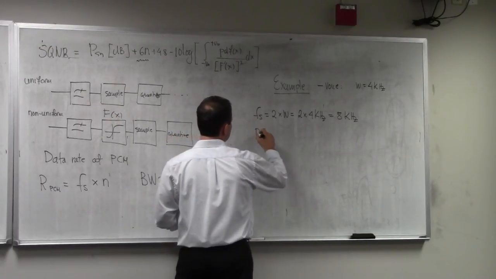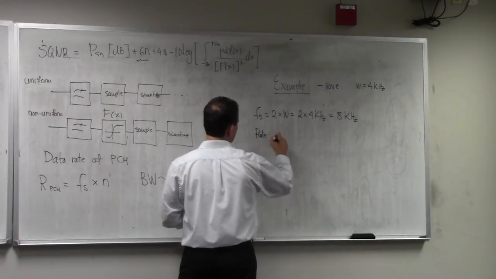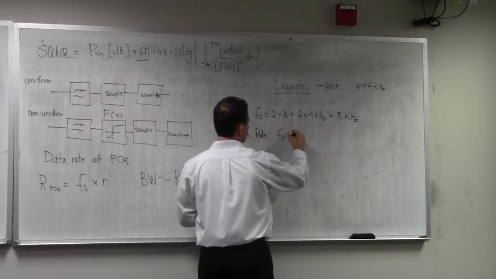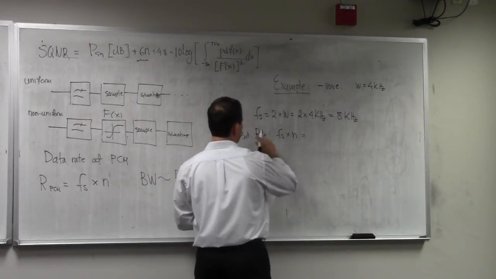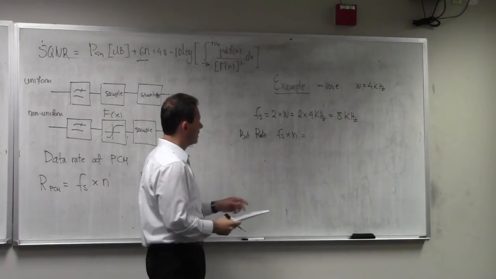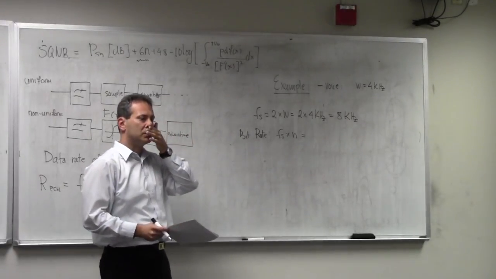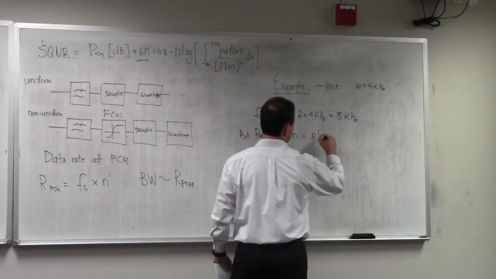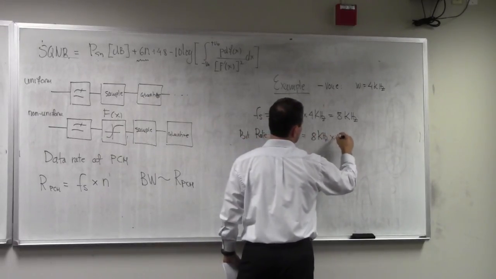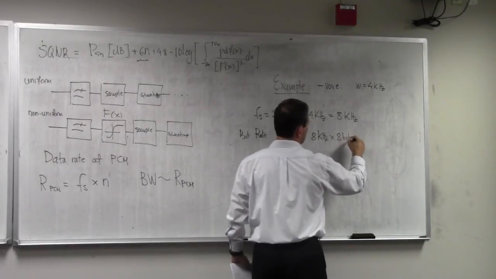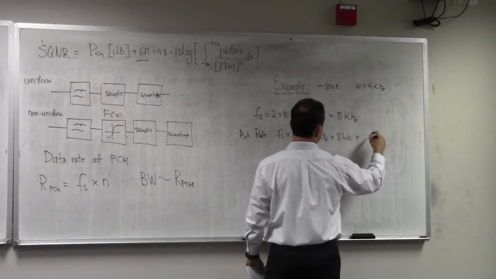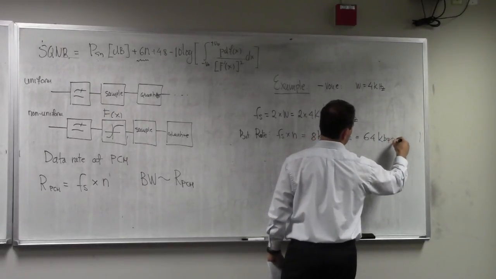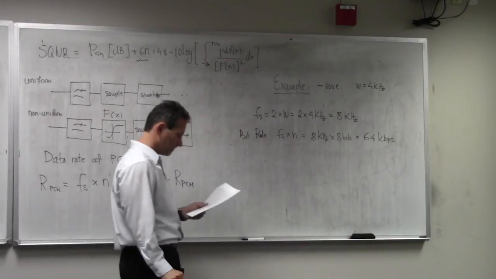The bit rate is going to be fs times n. Voice is usually quantized with 256 levels, which means that you have 8 bits per sample, which means 8 kilohertz times 8 bits. So this gives you 64 kilobits per second. This is what we call telephone voice.